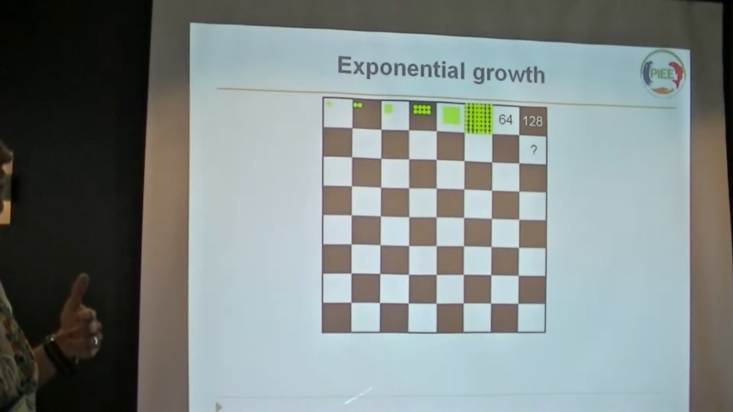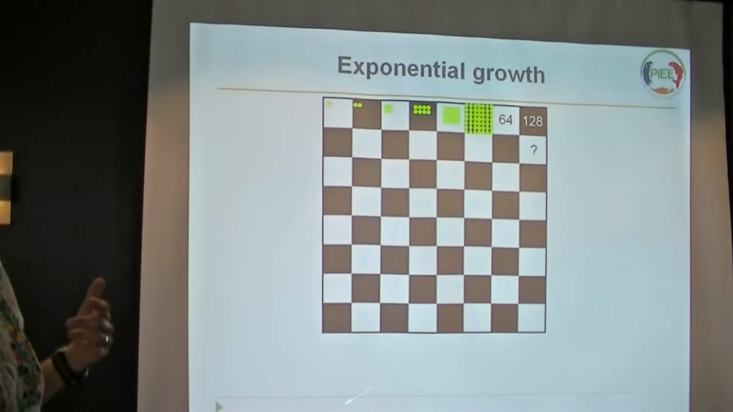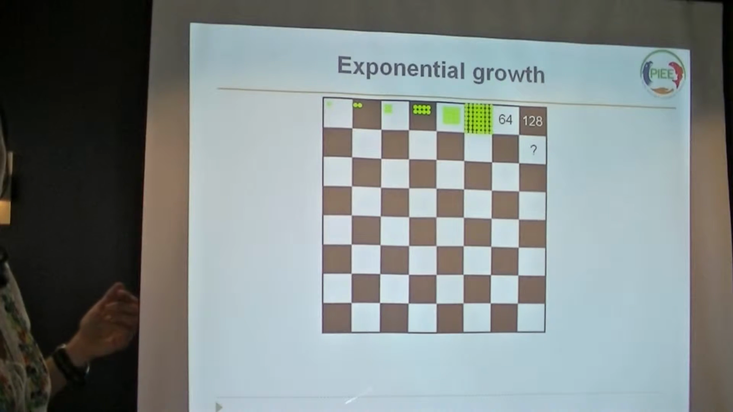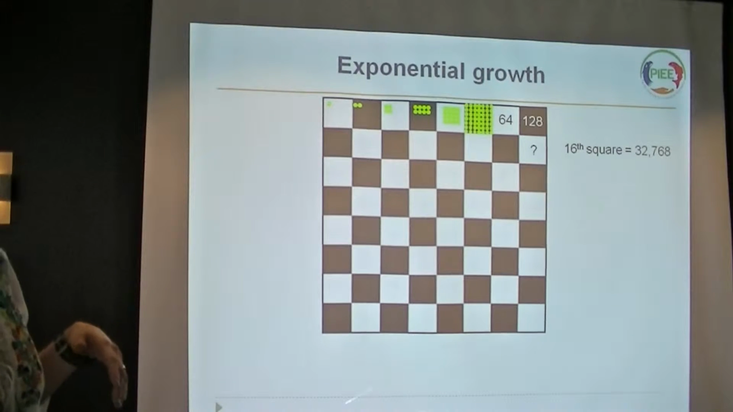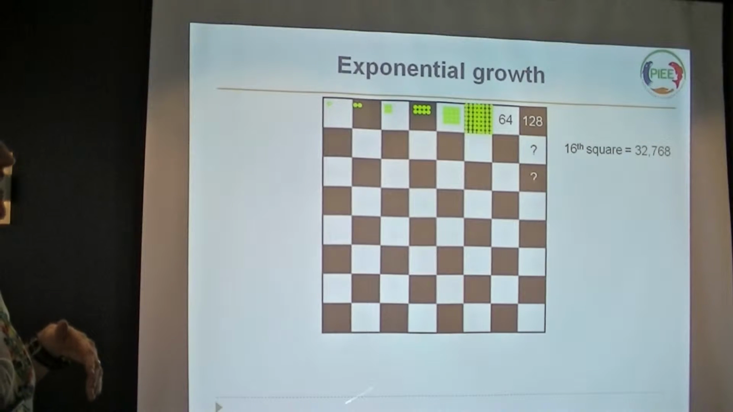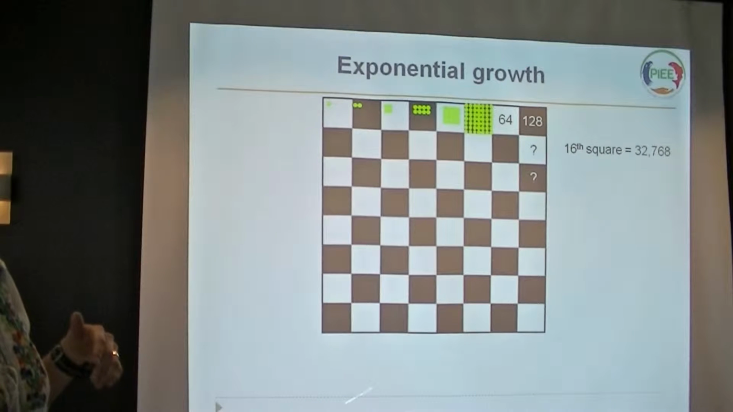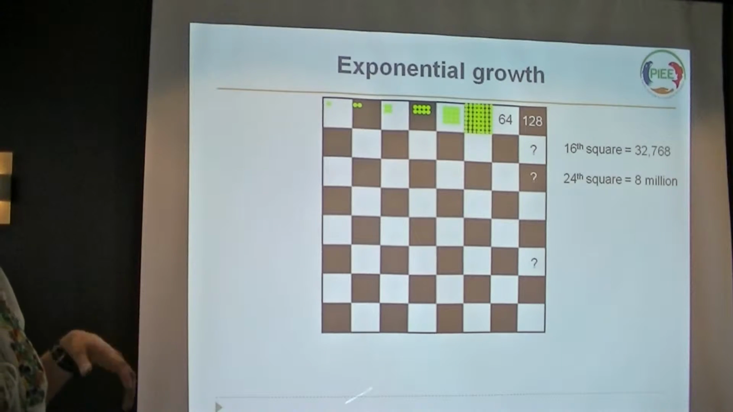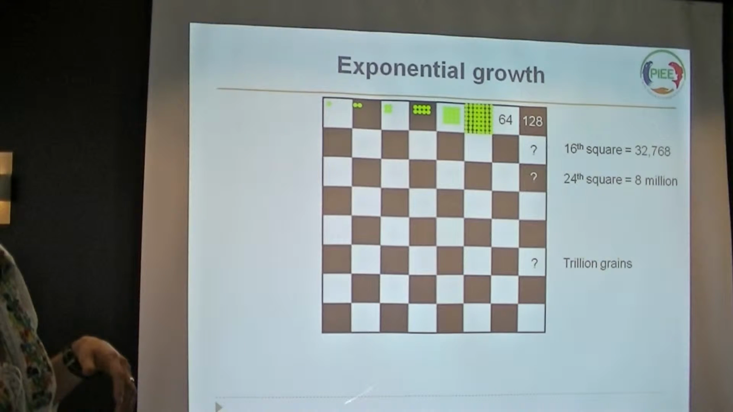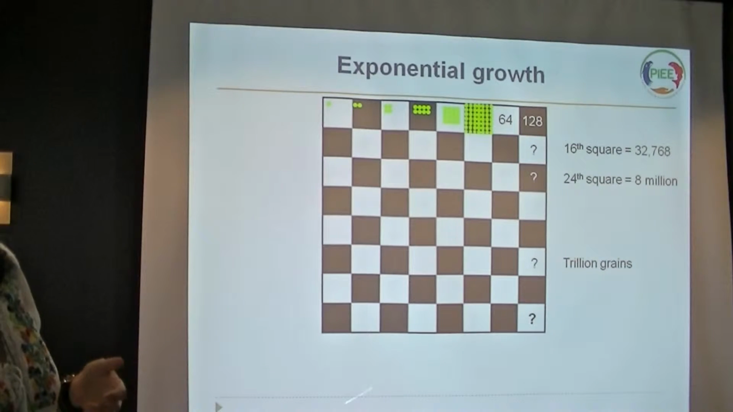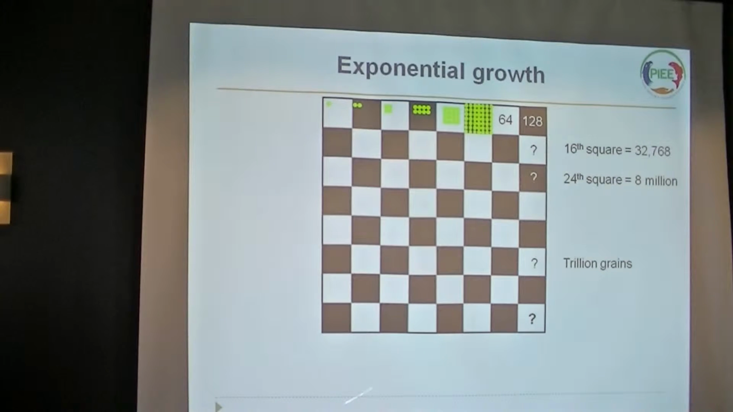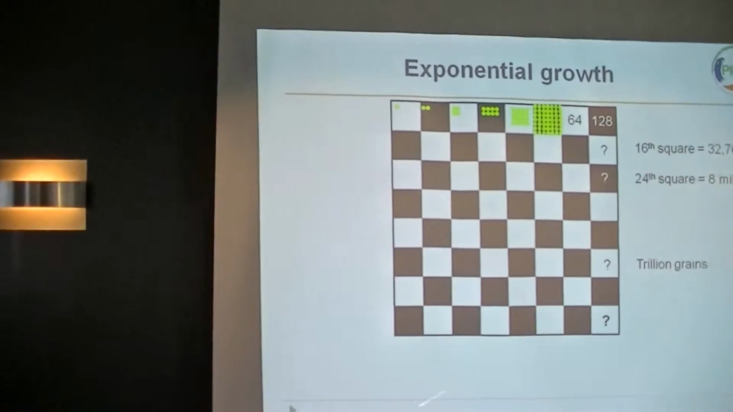How many grains of rice do you think we would have by the 16th square? Any guess? 1 million? I don't know. Okay, maybe not so much, 30,000. And by the 24th square, about 8 million. And by the 40th square, we will already have a trillion grains. And we don't even want to imagine what we will have by the 64th square. So this is the idea of exponential growth. Numbers become very big, very quickly.